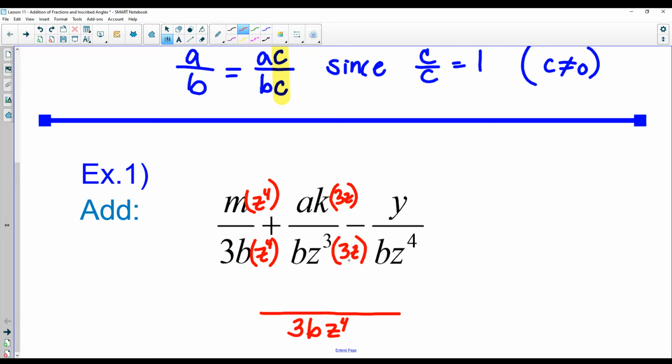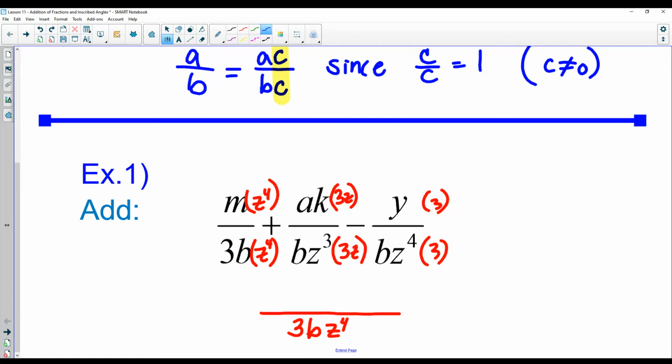So what we're doing here is we're multiplying by that funny form of 1, is what I like to call it. It's actually the number 1 we're multiplying by. It's just a funny form of 1. Okay, last denominator, we need to multiply just by 3. So top and bottom times 3.